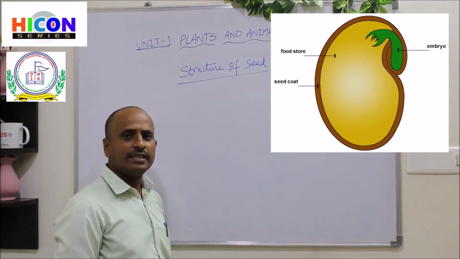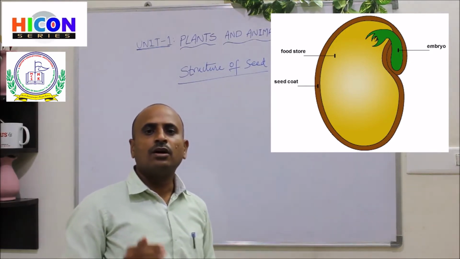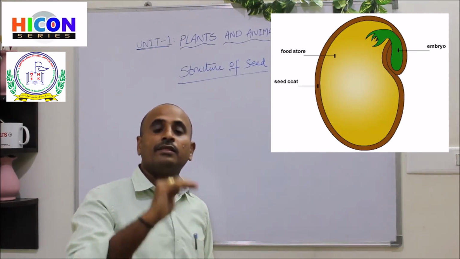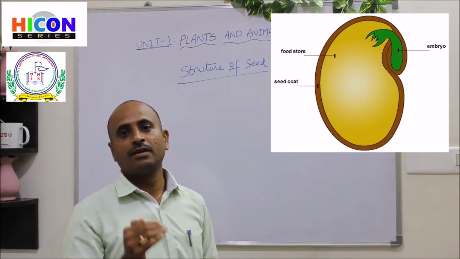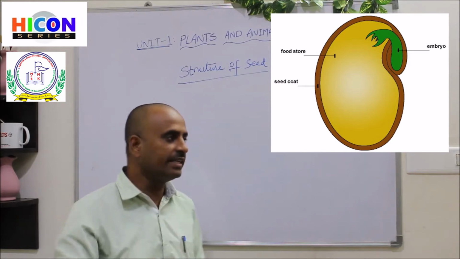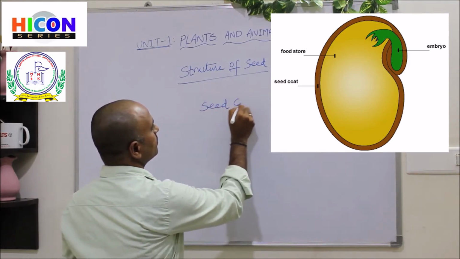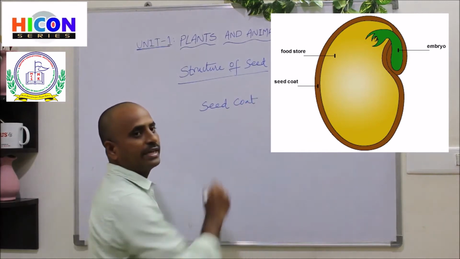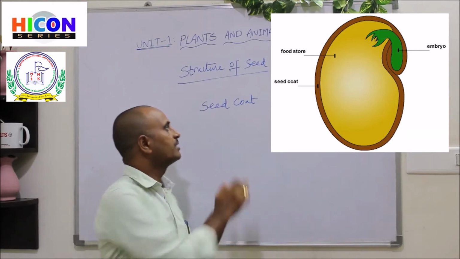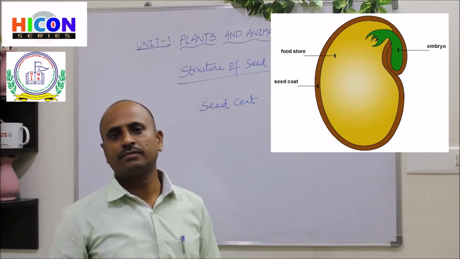The seed is not broken easily because the outer portion of the seed is covered with a thick layer. That thick layer around the outside of the seed is called the seed coat. This seed coat is very hard. That's why we cannot break the seed easily.